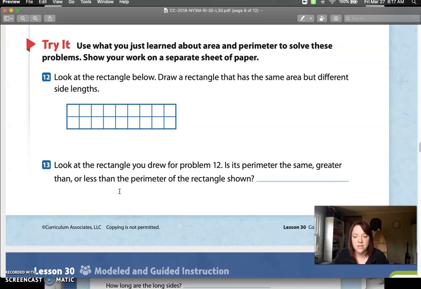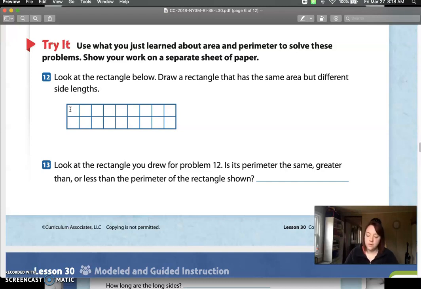How can we change this? Well, let's see what our area is first. 1, 2, 3, 4, 5, 6, 7, 8, 9, 10, 11, 12, 13, 14, 15, 16, 17, 18. So we know that we have a total of 18 square units. What can we change our lengths to? Let's think. If there's 9 here, and we have 2 on the side, 9 times 2 is 18. How can we change it?